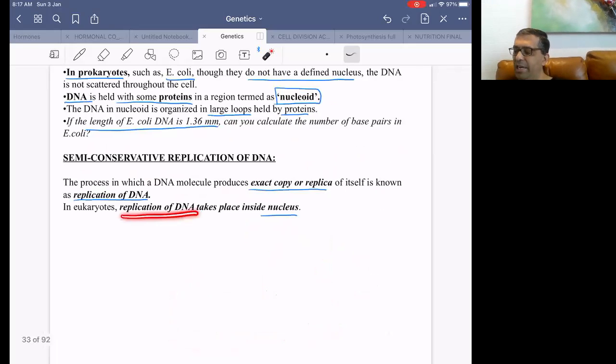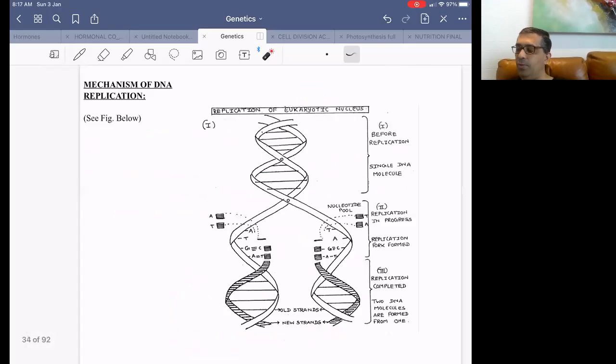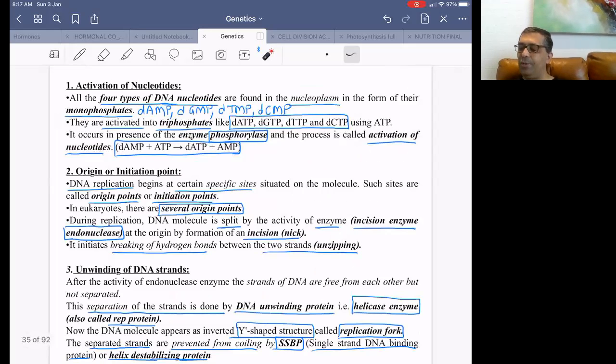Where does this DNA replication take place? The replication takes place inside the nucleus. Of course, DNA is found in the nucleus, so replication takes place inside the nucleus. How does this replication take place? First, there is activation of nucleotides. There are four types of DNA nucleotides found in the nucleoplasm in the form of monophosphate: deoxyadenosine monophosphate, deoxyguanosine monophosphate, deoxythymidine monophosphate, and deoxycytidine monophosphate.